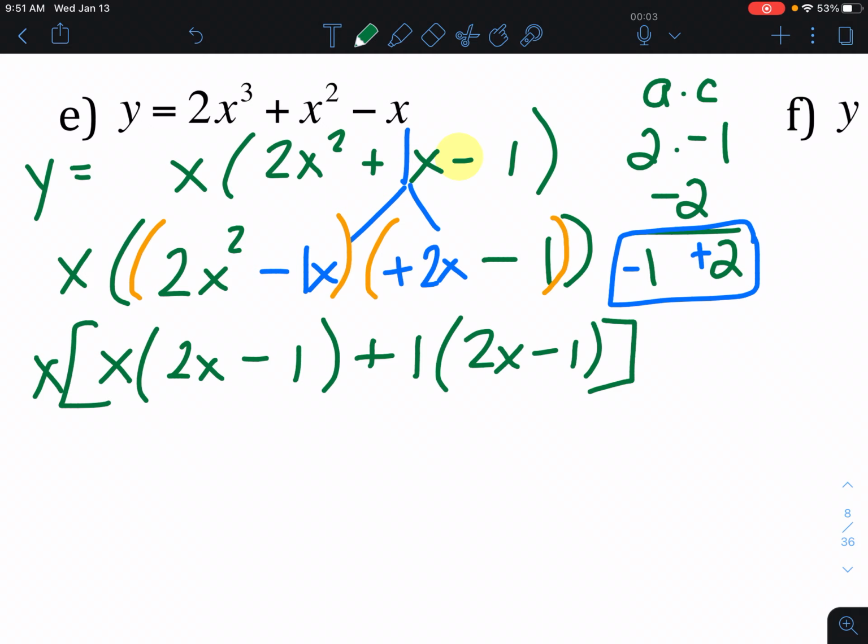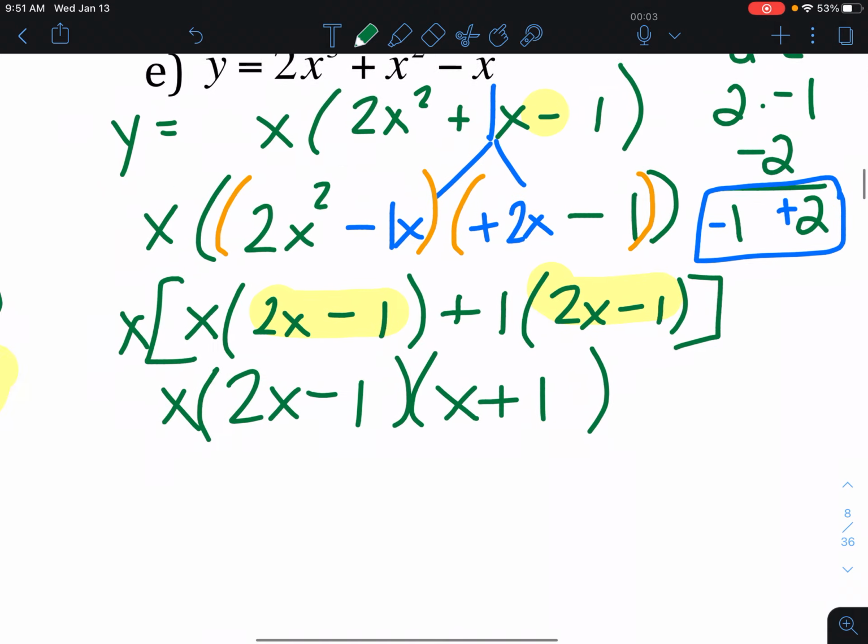Notice that the parentheses match here and here. That means we did it right, so we want to now rearrange it. Bring down your GCF, and we're now going to rearrange into 2 parentheses. Your 1 parentheses will be your highlighted, matching 2x minus 1. And then your other parentheses will be your GCFs put together, the x and the plus 1.